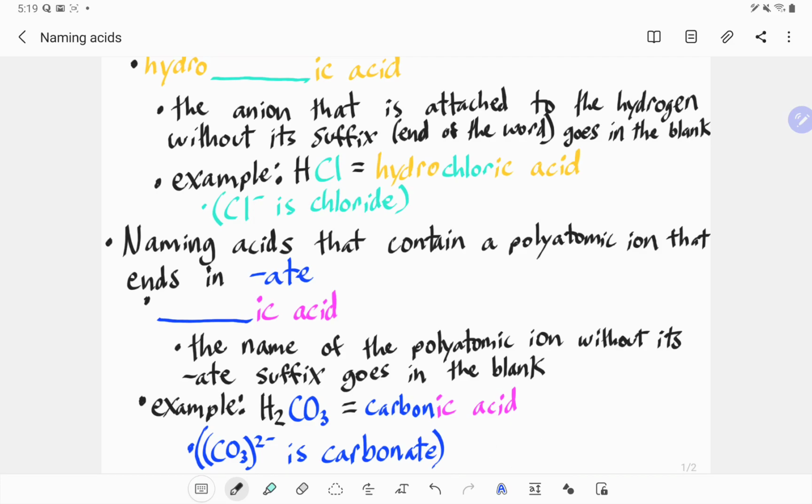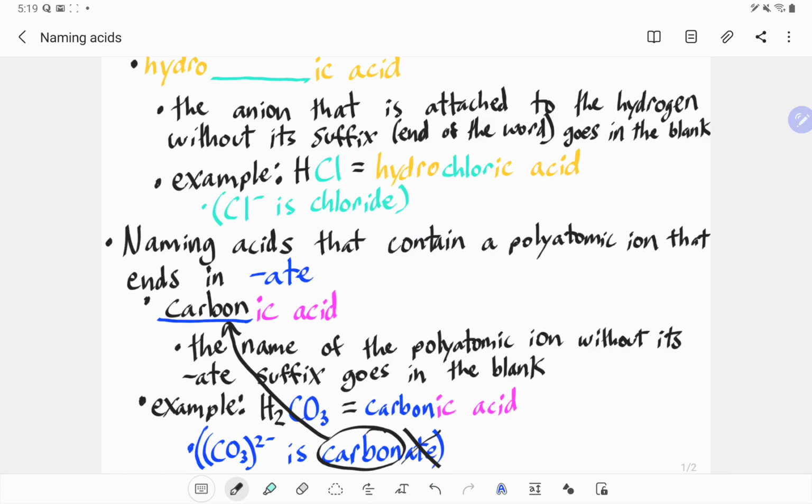So CO3 we identified is carbonate. So we are going to do the same thing as before, cancel the ending, and put everything else in the blank. So this is going to be carbonic acid. We canceled the ending and put everything else in the blank.